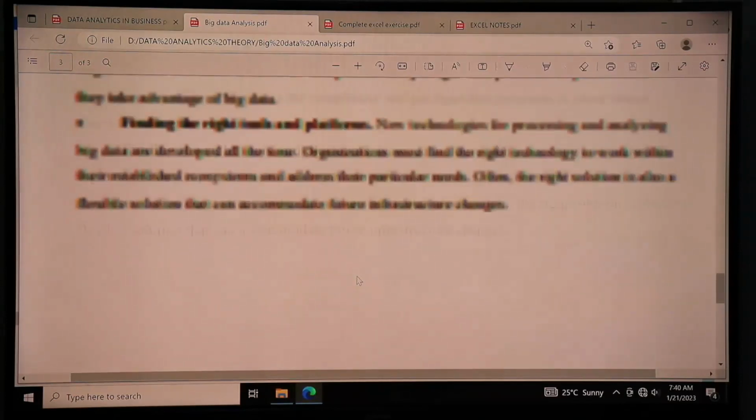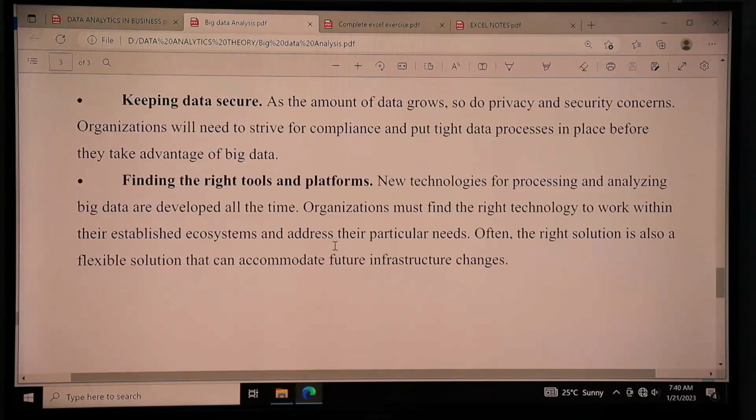We have seen that, yes, we have those challenges of big data. Every organization has to take care of its big data. So in today's theory we have reached there. That is just a small insight about big data.